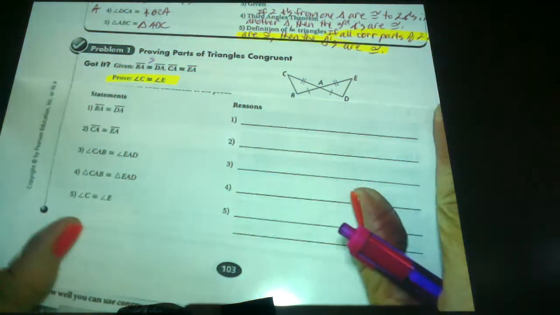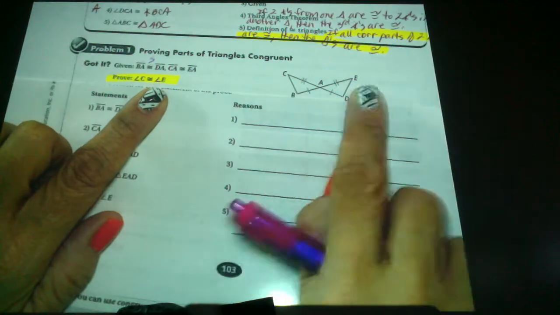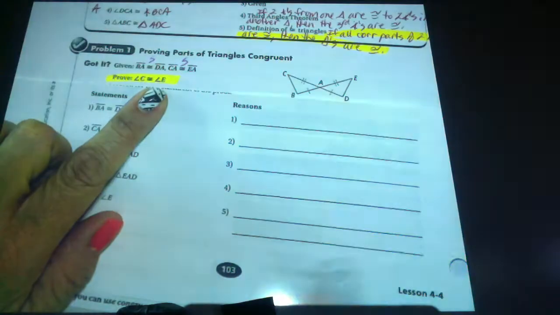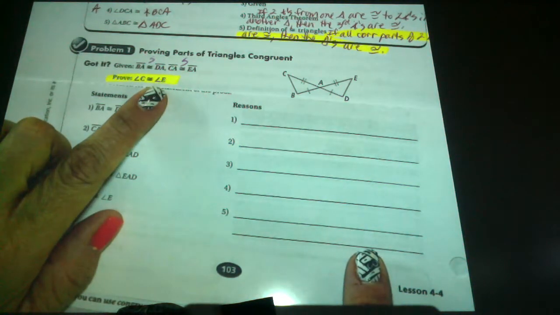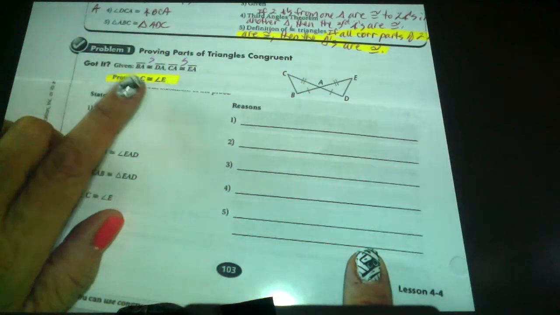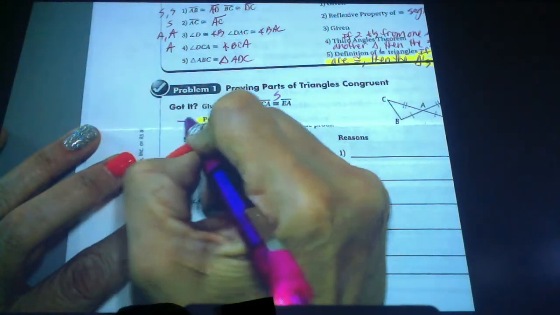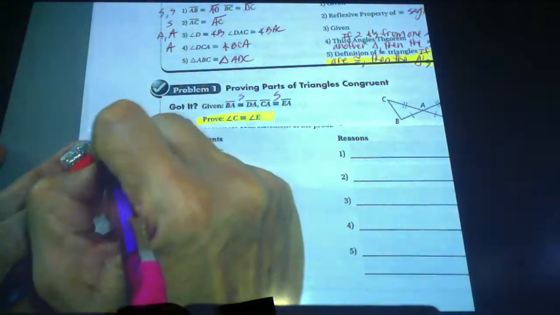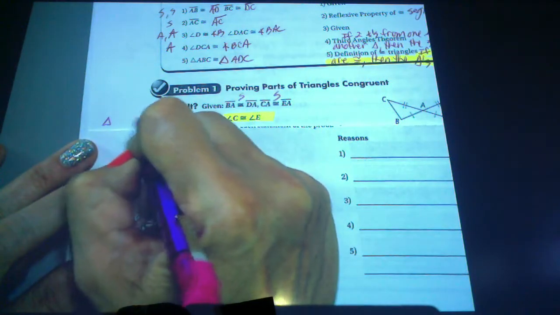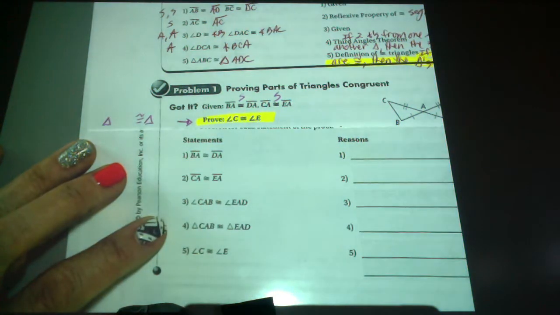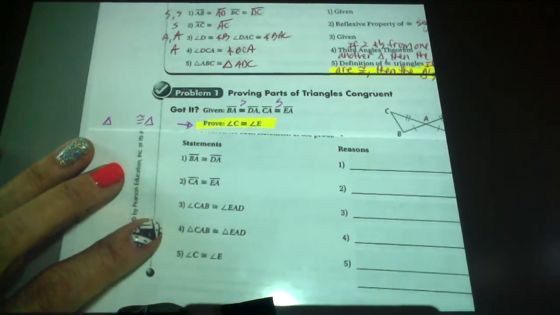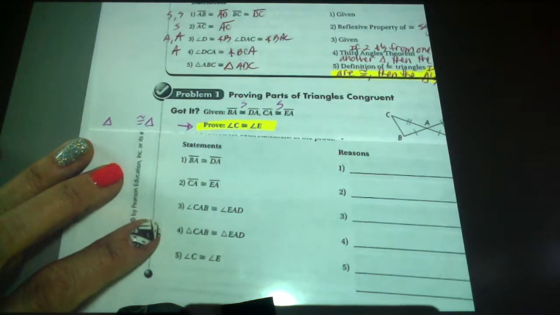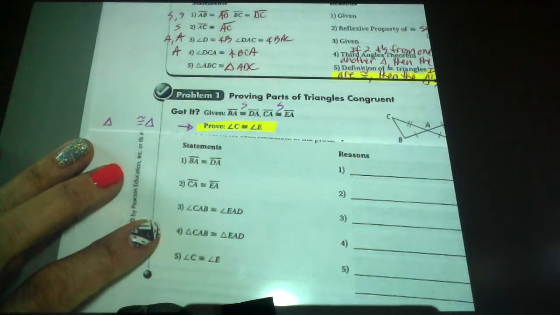That's a direct side congruency. Then CA is congruent to AE, direct side congruency. Before we can prove parts congruent, we have to prove the triangles congruent. And so right here I'm going to put an arrow. Before that has to come the triangle congruency statements. Now here's the answer to your question, Olivia. Here you can put your triangles in whatever order you want to, but you have to have corresponding angles line up with corresponding angles in the triangles.